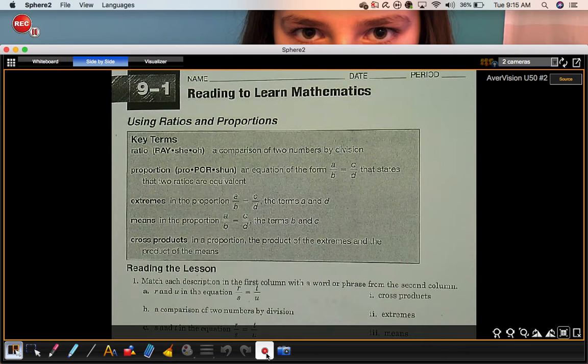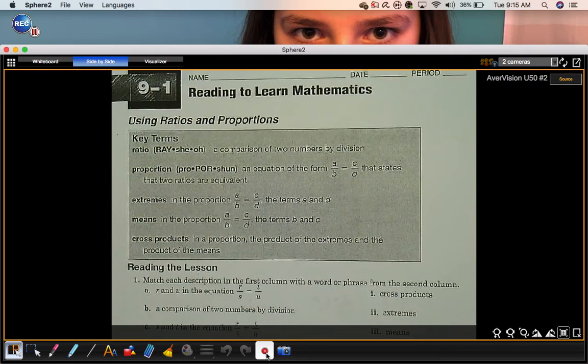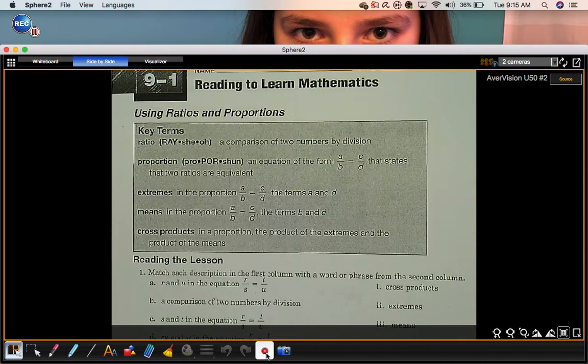This is the Reading to Learn math page for section 9.1. In this shaded box, they tell you some key terms. They tell you what a ratio is, what a proportion is, and what cross products are. We've gone over all three of those. The things we haven't gone over are extremes and means.